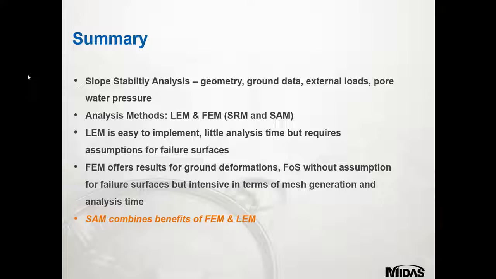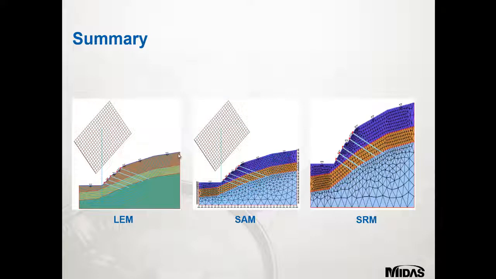The limit equilibrium method is easy to implement and has little analysis time, but it requires assumptions for the failure surfaces to calculate them. And the finite element method offers results for ground deformations and the factors of safety without assumptions for failure surfaces, but is intensive in terms of mesh generation and analysis time. The stress analysis method combines the benefits of the finite element method and the limit equilibrium method. So as you can see from the illustrated diagrams on the screen, you can combine all three and you only have to create one model in SoilWorks.